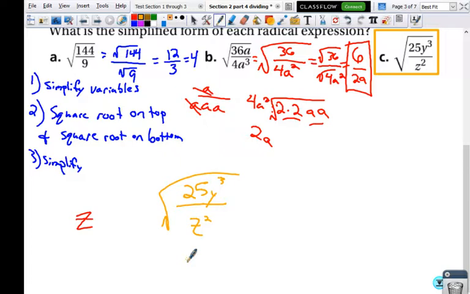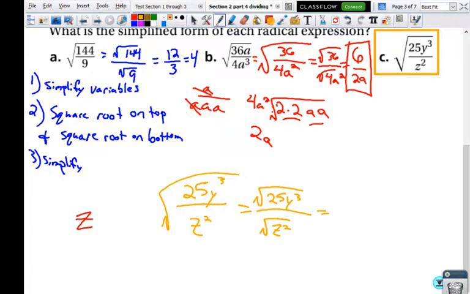Alright, so start us off, Lucas. What's step 2? What's it say on the board where it has a big 2? Oh, square root on top and square root on bottom, right? So it's going to look like square root of 25y to the third over square root of z squared.